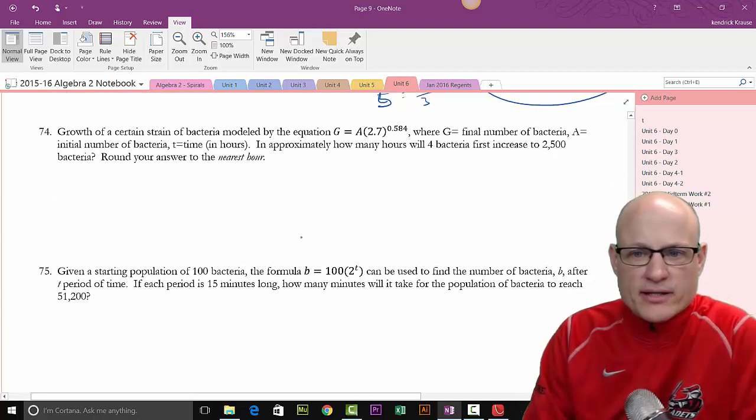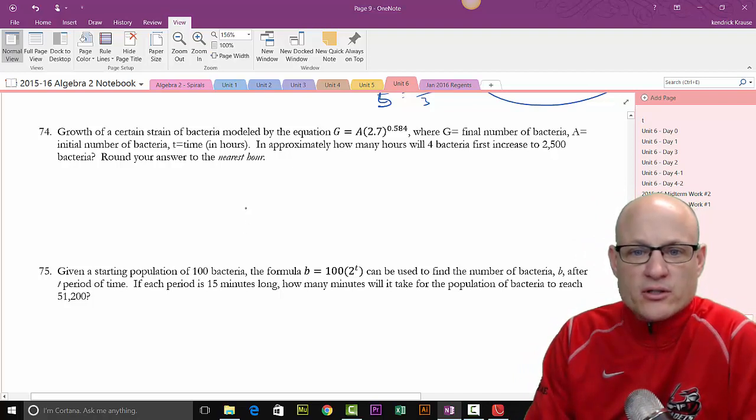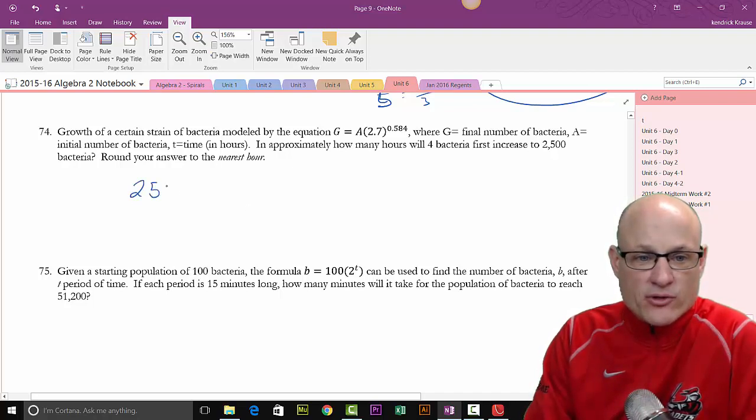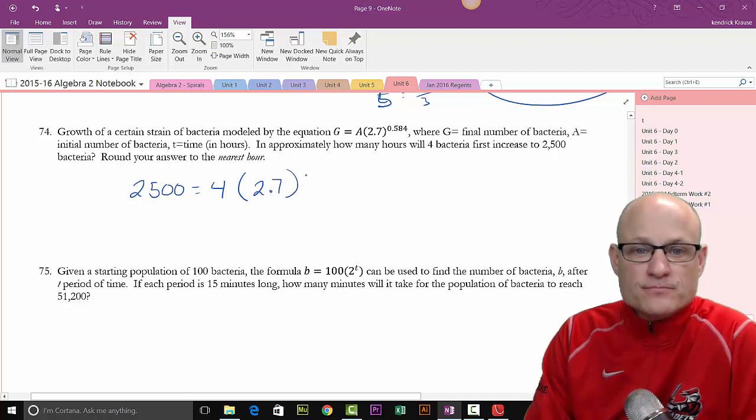G is the final number of bacteria. A is the initial number of bacteria. Approximately how many hours will it take for four bacteria to first increase to 2,500? So 2,500 is going to be the end result. Our initial amount is 4, and it's 2.7 raised to the... I think this should have a T up here.